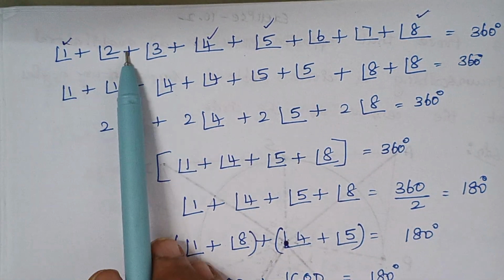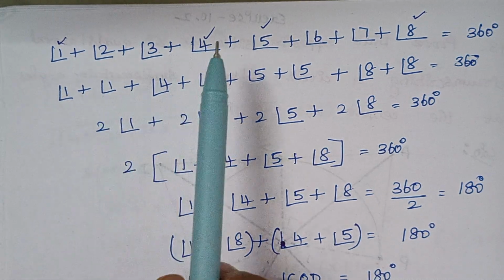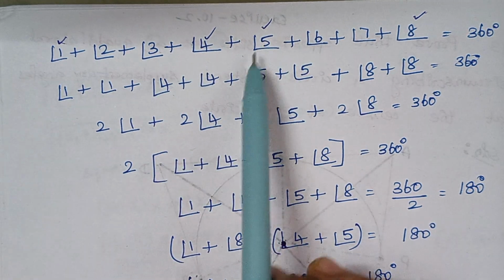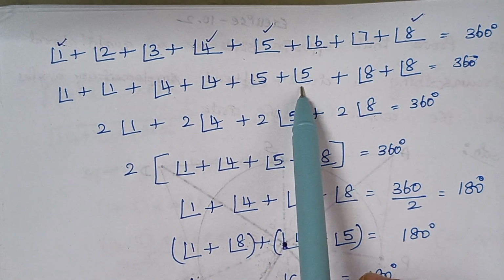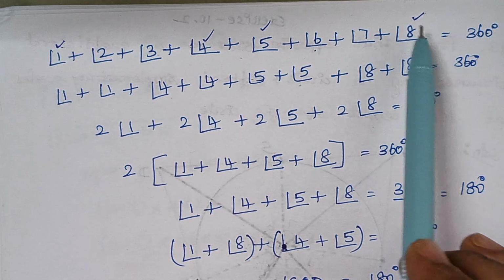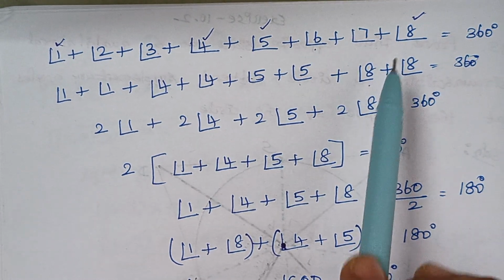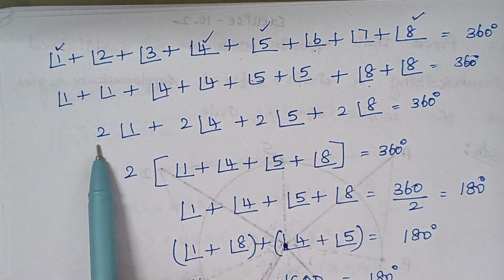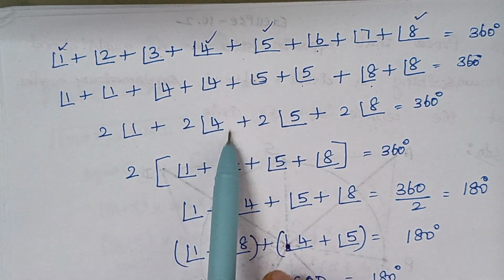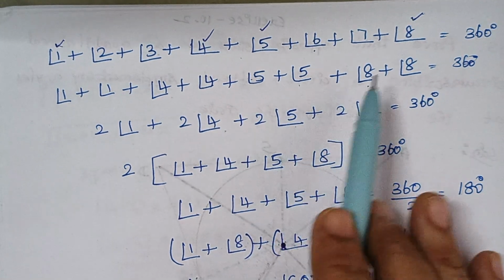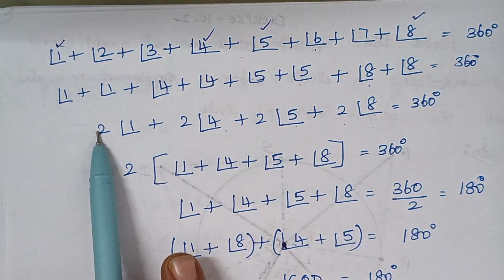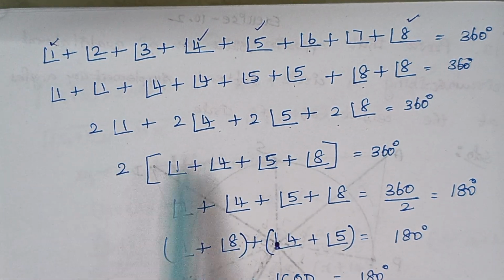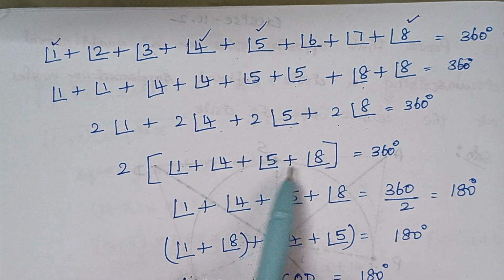So 1 is equal to 2, so replace 2 with 1. And 3 is equal to 4, but I want 4, so replace 3 with 4. And I need 5, so replace 6 with 5. And here I need only 8, so replace 7 with 8. So again each angle is 2 times: 2 times angle 1, 2 times angle 4, 2 times angle 5 and 2 times angle 8. So take this 2 outside. When you take 2 outside, the angles are 1 plus 4 plus 5 plus 8.